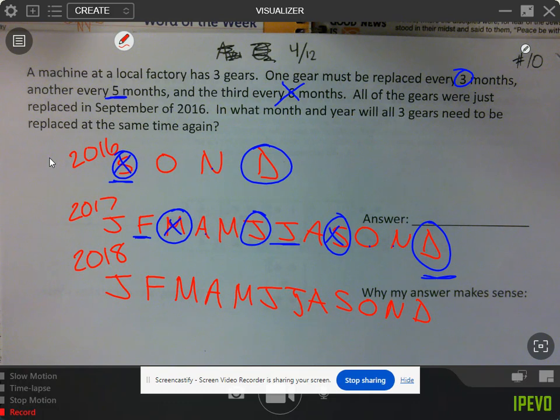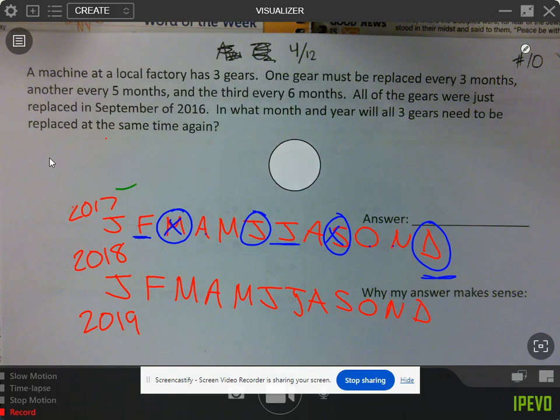So follow that pattern. You might have to go into 2019. Okay, keep doing the pattern until you get to another month that was like this, where it's circled, crossed off, and underlined, all in the same month. Okay, so you're just going to follow that pattern. And that's why your answer makes sense. You're showing the patterns. All right, next page.